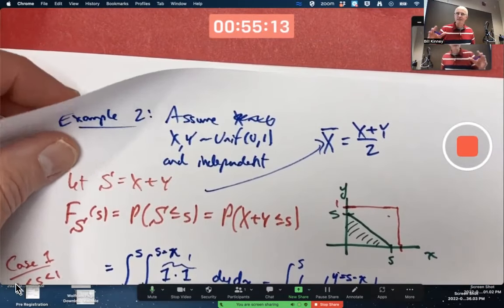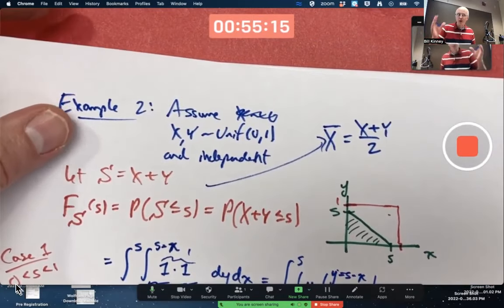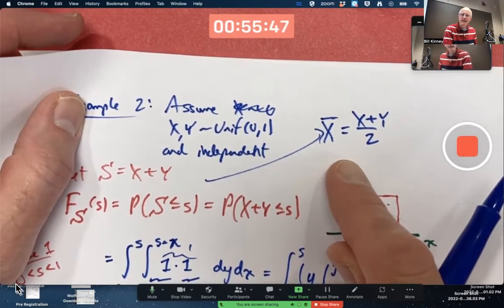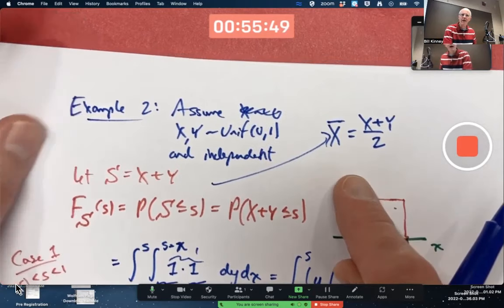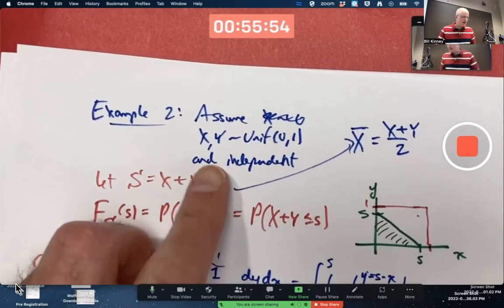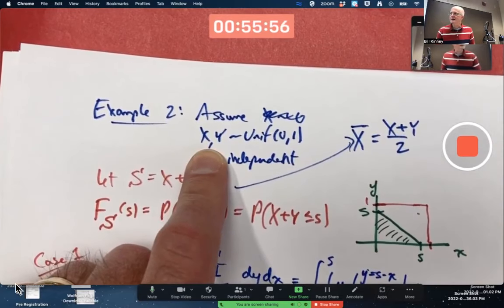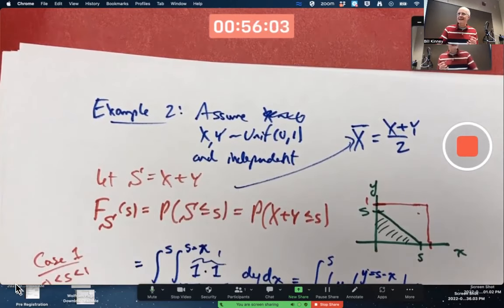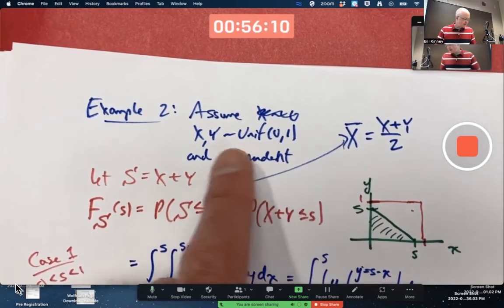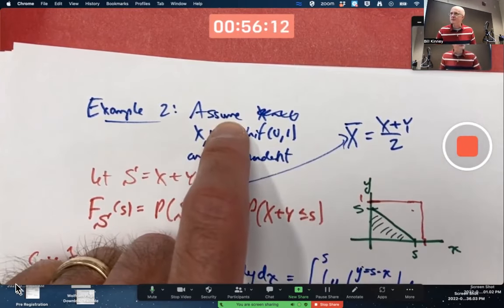By the way, what I'm saying now is introducing chapter 6, and it is part of reviewing for the exam. This is called a sample mean. If X and Y are independent random variables from the same distribution, this is called a random sample of size 2. You should have read about this. In general, we have random samples of size n. N is called the sample size.